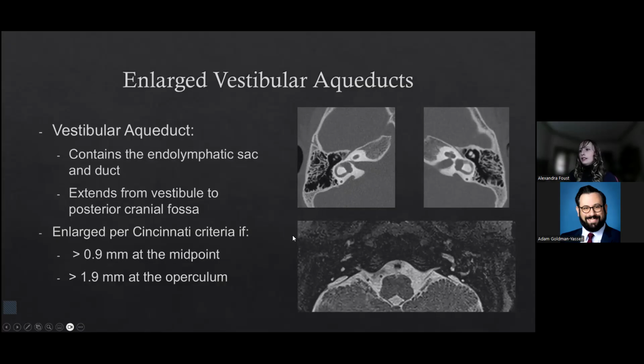And you can see this then on MR, the actual endolymphatic sac will also be dilated and T2 hyperintense, whereas on CT you're looking for the canal width.